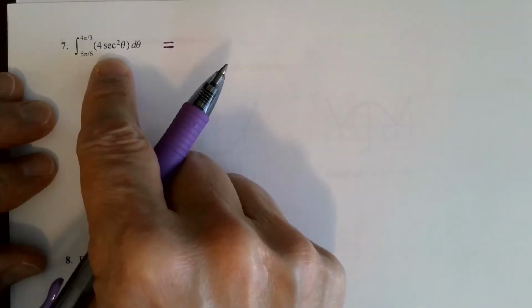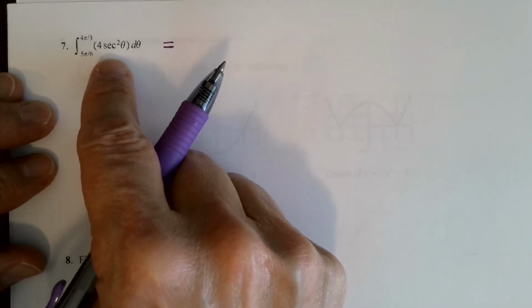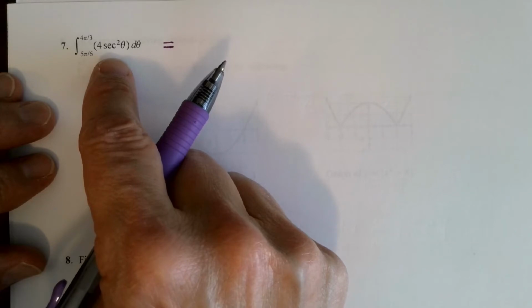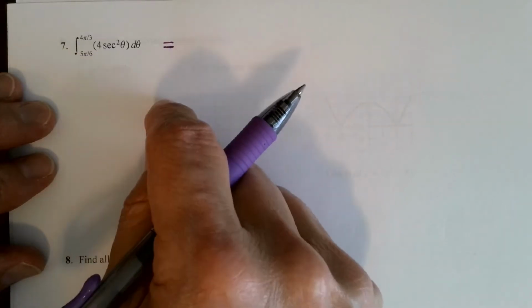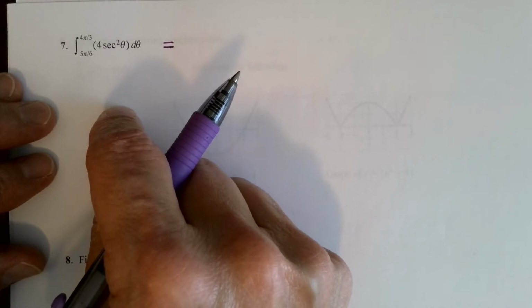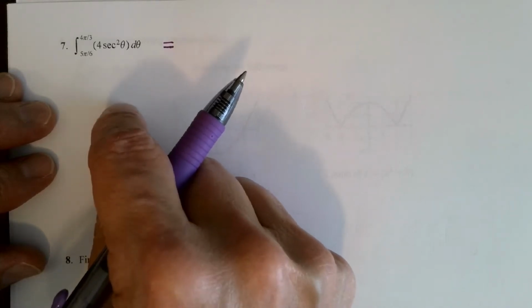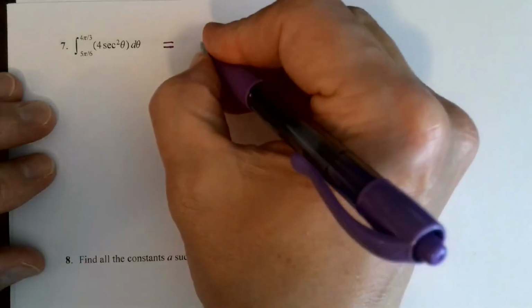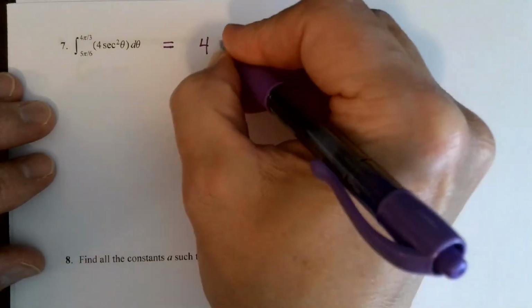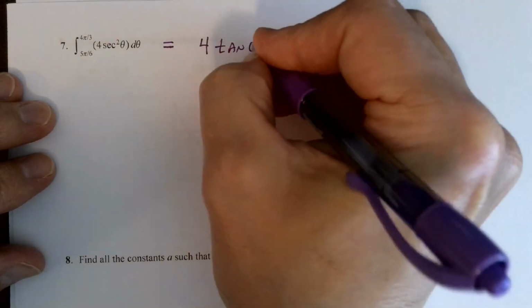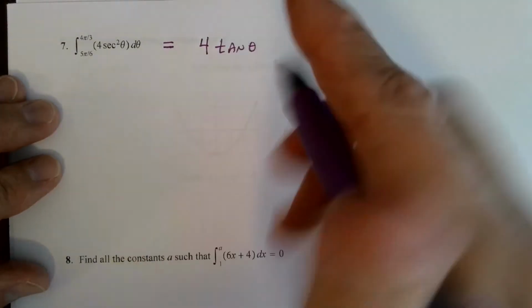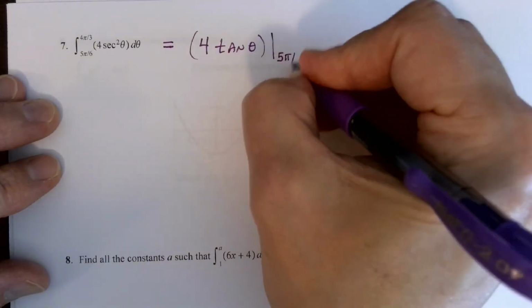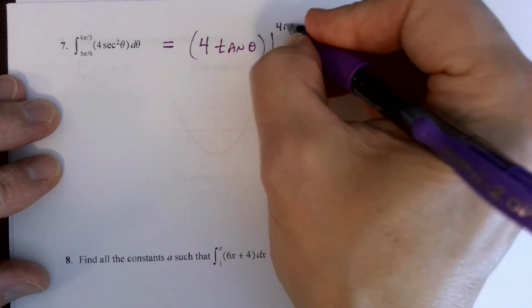You do have to know the antiderivatives that come about with the trig functions. So you should know that the derivative of the tangent function is secant squared. And therefore you should know that the antiderivative of secant squared is the tangent function. So the antiderivative of secant squared is tangent. So 4 secant squared becomes 4 tangent theta is the antiderivative. Evaluated, right, at these limits, and you can see these limits are a little crazy.